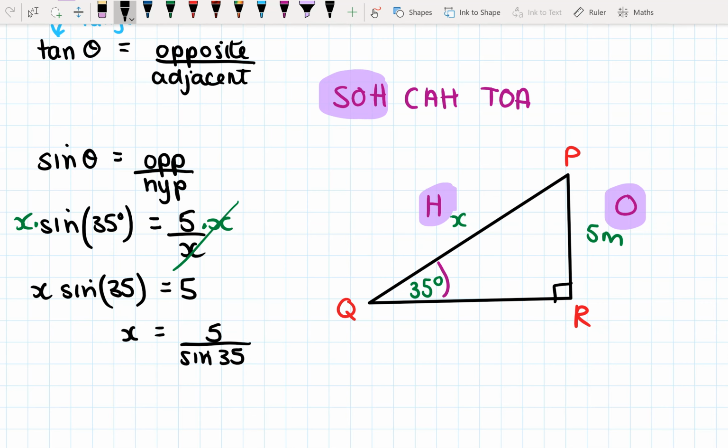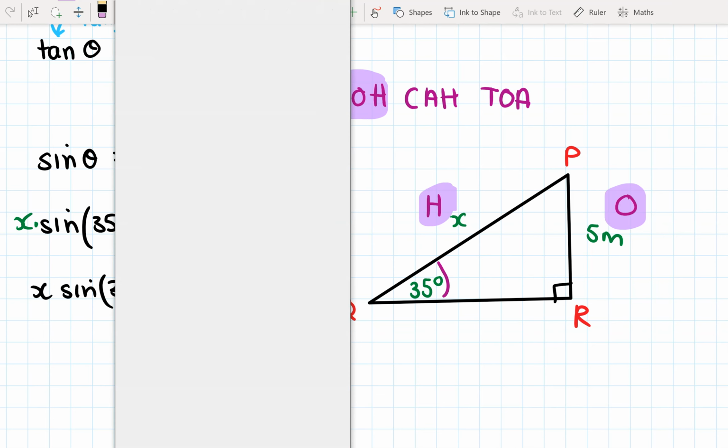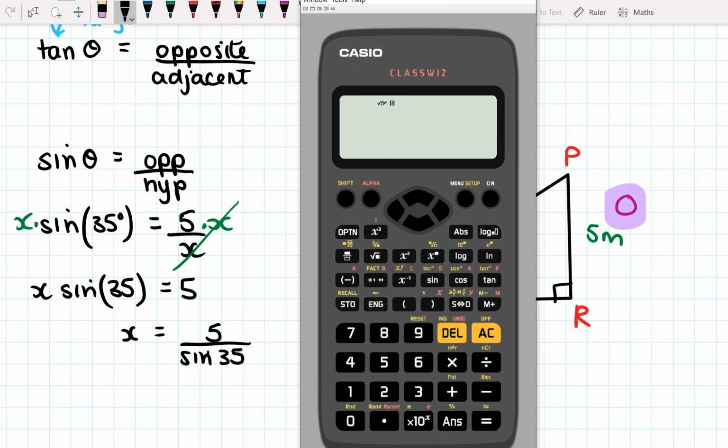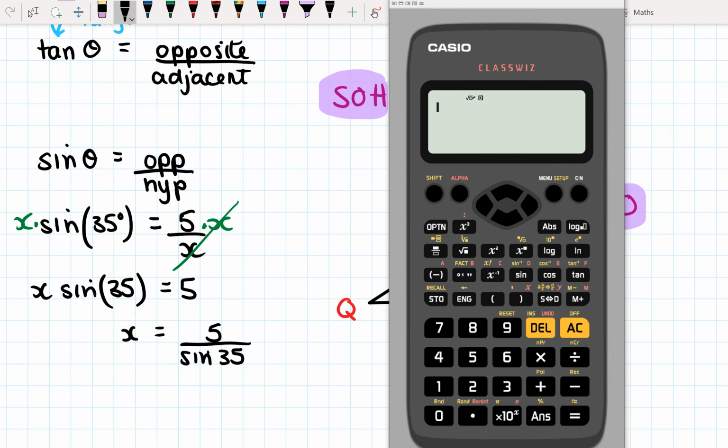Now that we can do on our calculator. Just give me a second to bring one up here. So we've got a nice little Casio here, and we're going to type in 5. And now this Casio has a nice fraction button, we can use that. So 5 over, and we want sine 35 in the denominator. So sine 35, close our bracket.